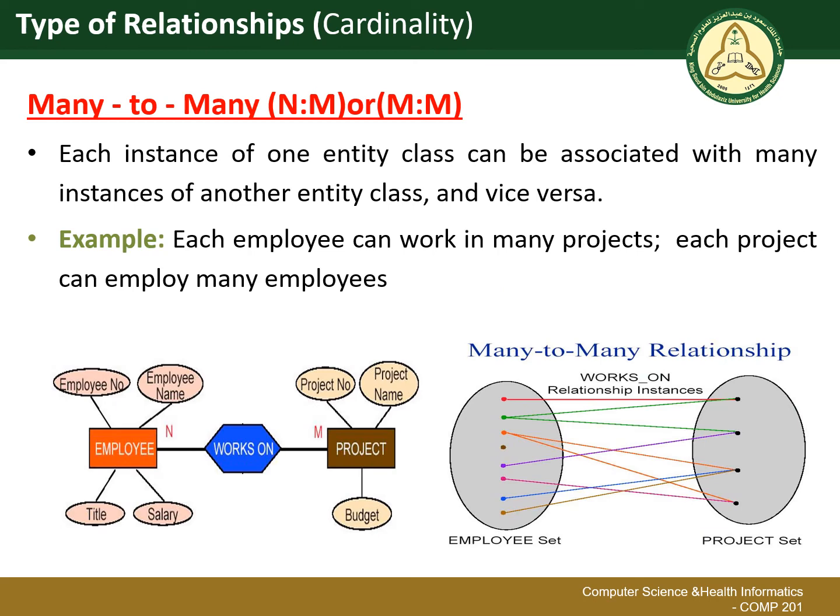And here we have the many-to-many relationship where each instance of one entity class can be associated with many instances of another entity class and vice versa. To clarify it in the example, each employee can work in many projects, and each project can employ many employees. So as you can see here, the project can employ many employees, and the employee can work in many projects.